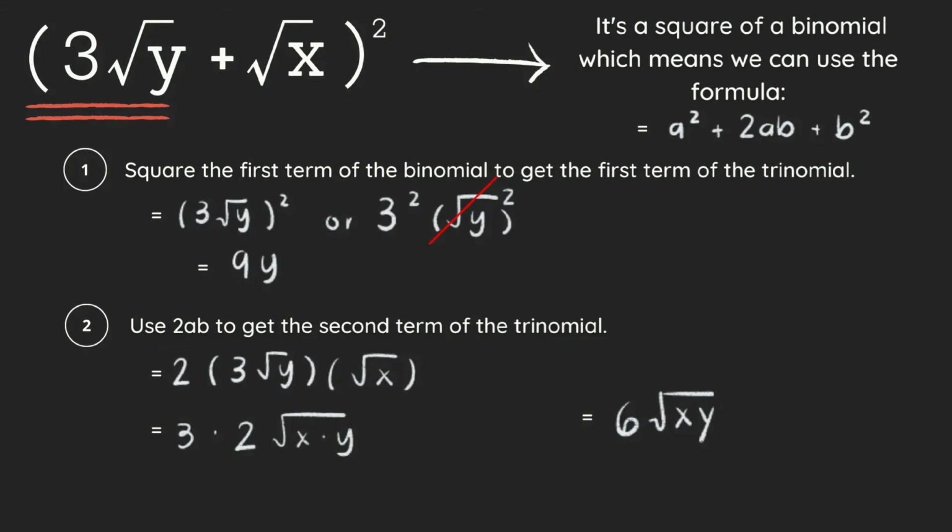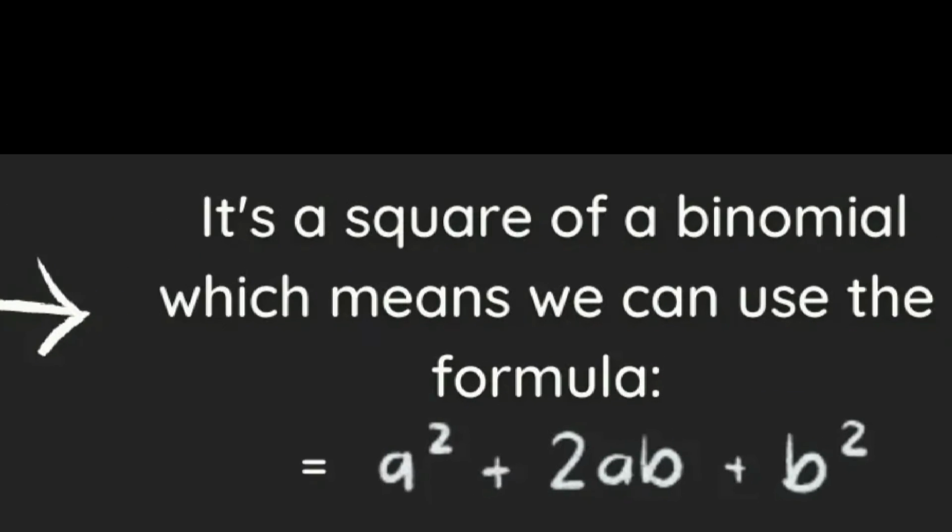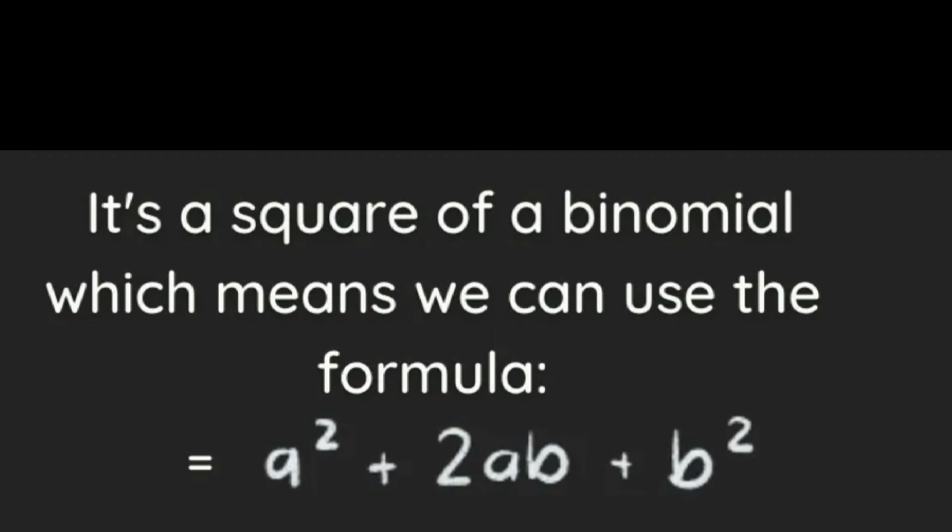I will discuss the final expression, the quantity of 3 square root of y plus the square root of x, squared. We can see that this expression is a square of a binomial, which means we can use the formula of a squared plus 2ab plus b squared.